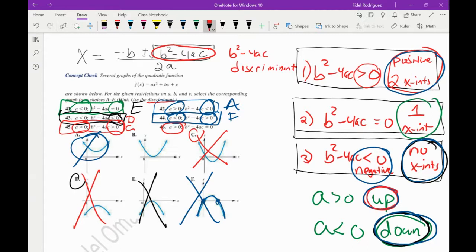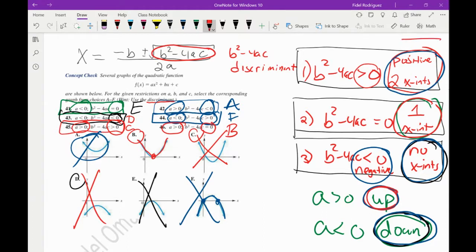A is greater than 0, the graph opens up, and the discriminant is equal to 0. When it's equal to 0, we have one x-intercept, but not only does the graph open up, we hit the x-axis once, and there's my answers, right? Did it make sense how I was able to figure these things out?